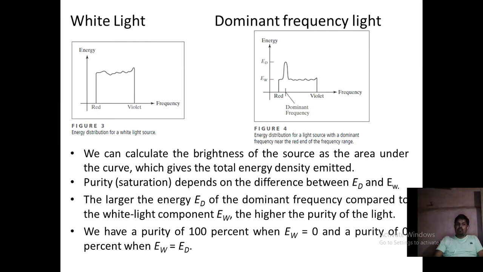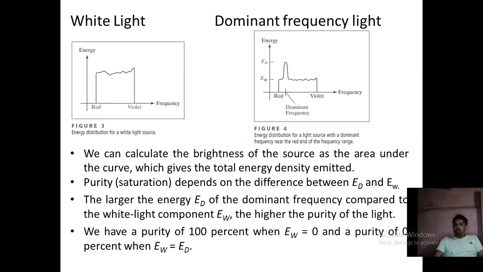We can calculate the brightness of the source as the area under the curve, which gives the total energy density emitted, right? Purity, that is saturation, depends on the difference between ED and EW. Right side means the right side picture, dominant frequency light. You can see that there is an EW and an ED. EW means white light, ED means dominant light, right?